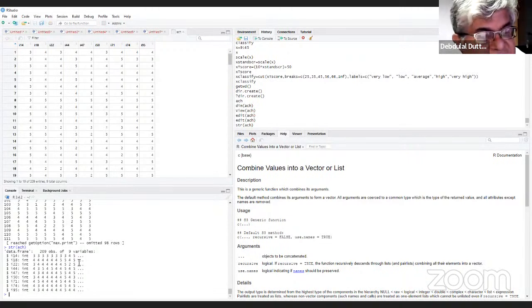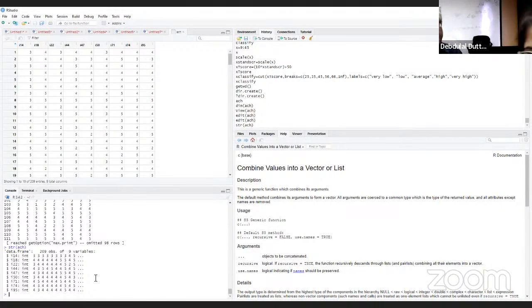Now I am requesting Ruchira to tell about the specific study from which I have taken this data. So Ruchira, please.